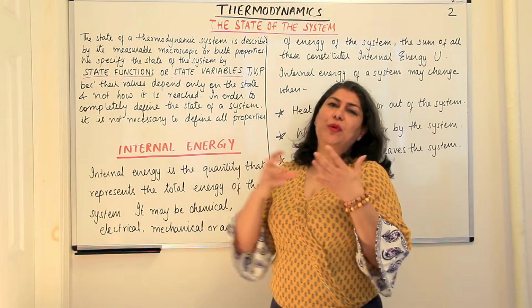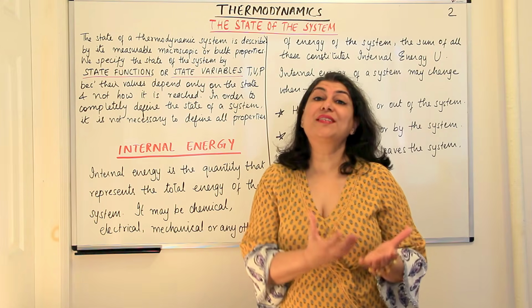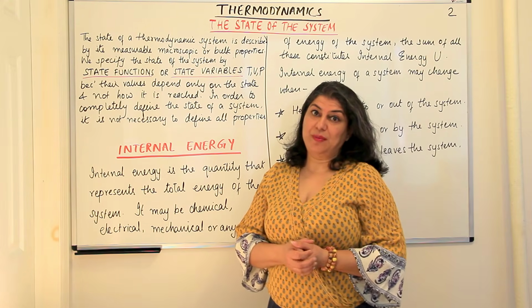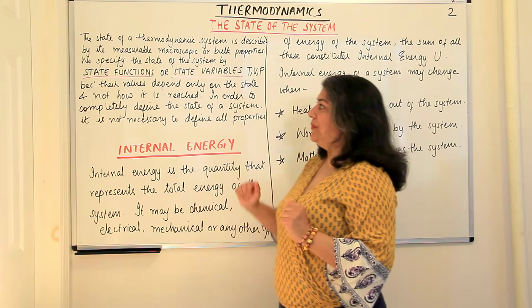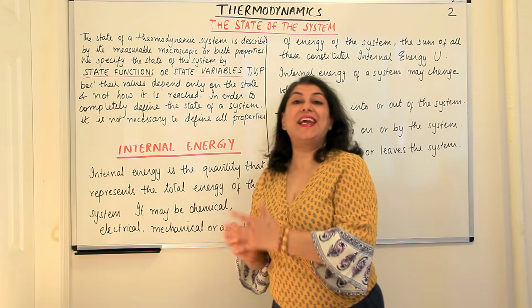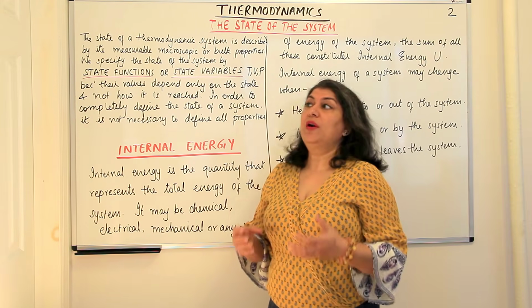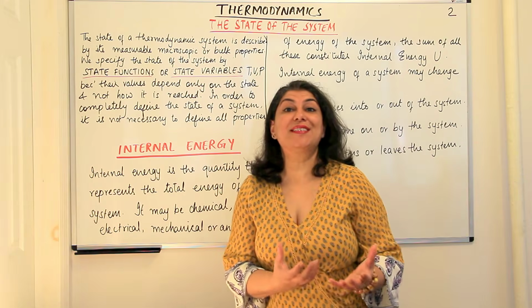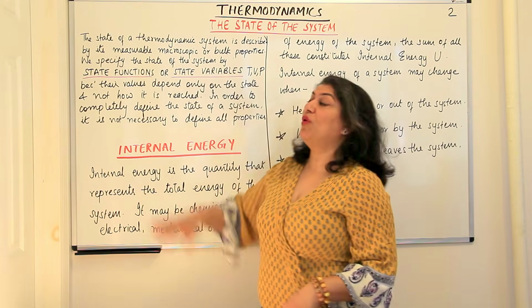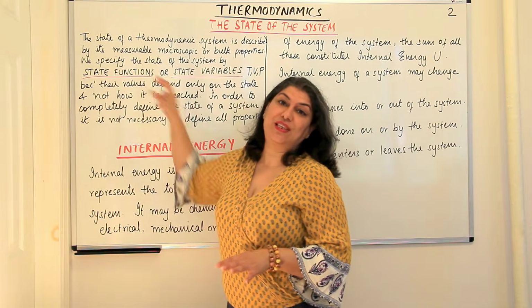So what are these variables? And how does the state of the system depend on these variables? How do we describe them? These variables which cause a change in the state of the system are known as state variables. Or we would say that you can describe the state of a system with the help of these functions or properties, which are known as state functions.